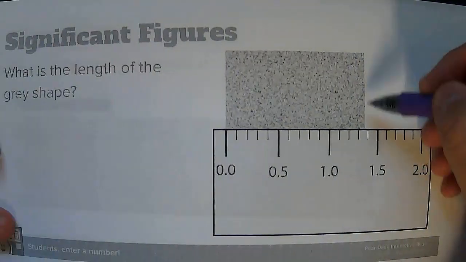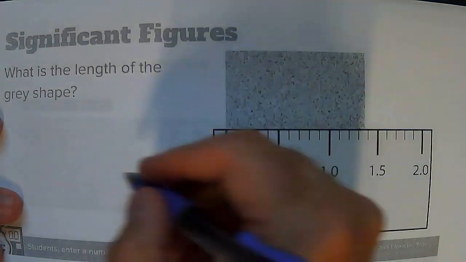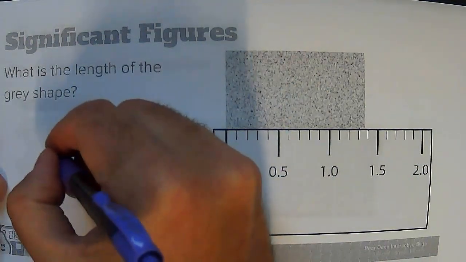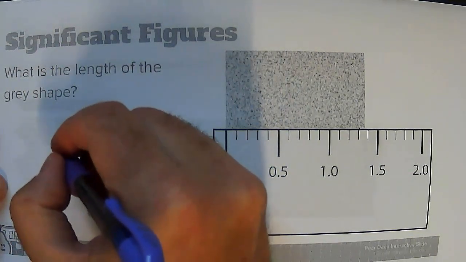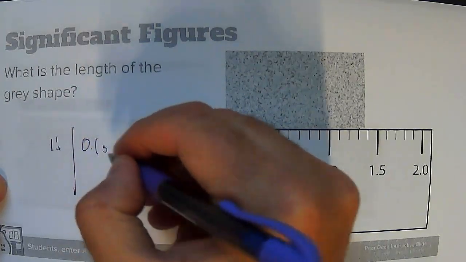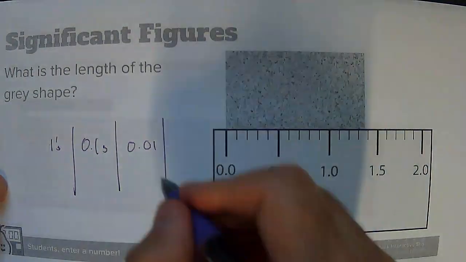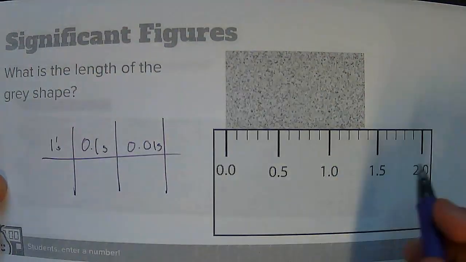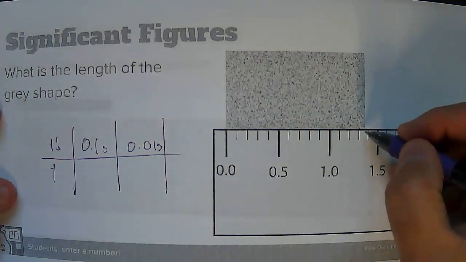So now we have this gray thing here. Again, we can put a place value chart. Let's do ones, tenths, hundredths. And so how many ones is it? It's 1. So that's a significant figure.